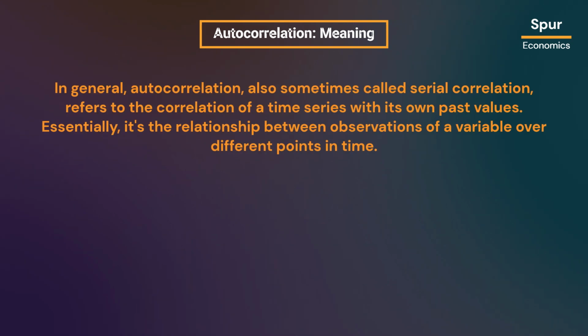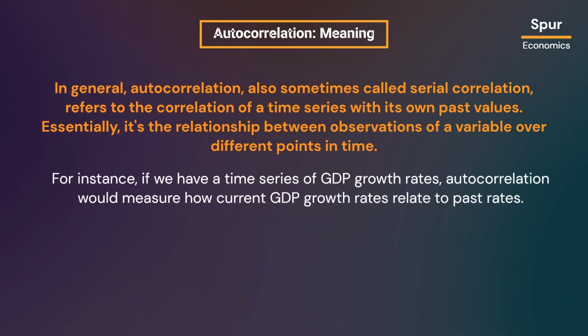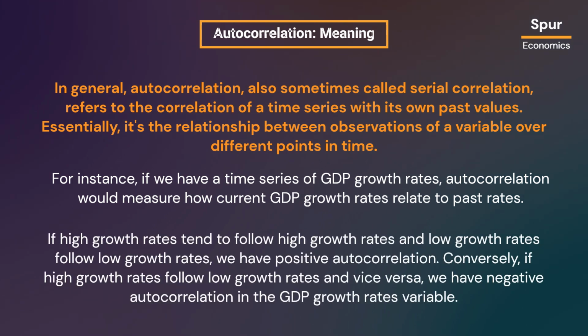In general, autocorrelation, also sometimes called serial correlation, refers to the correlation of a time series with its own past values. Essentially, it's the relationship between observations of a variable over different points in time. For instance, if we have a time series of GDP growth rates, autocorrelation would measure how current GDP growth rates relate to past rates. If high growth rates tend to follow high growth rates and low growth rates follow low growth rates, we have positive autocorrelation. Conversely, if high growth rates follow low growth rates and vice versa, we have negative autocorrelation in the GDP growth rates variable.